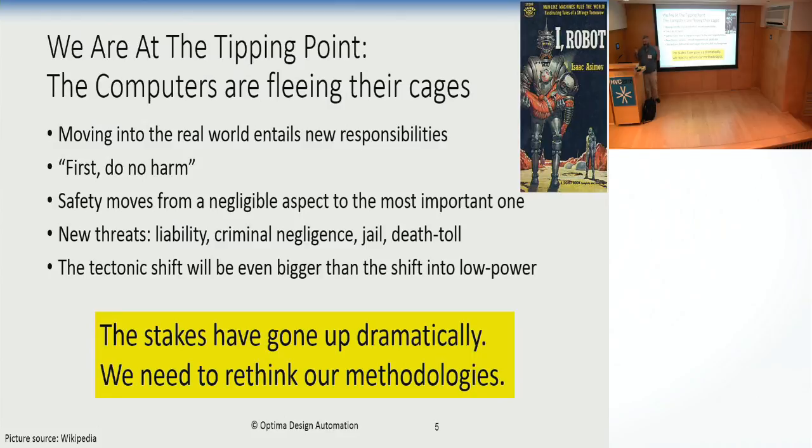My belief is that this is a bigger change than even the previous one, which was the low power shift. Up to approximately 2000, we only cared about performance. Then we suddenly cared about power and performance. I'm saying that now we will need to care about safety, and oh yeah, also power and performance. So the stakes have gone up dramatically. We need to rethink the way we're working, and what I want to talk about today is this rethinking. How should we start thinking of our designs and our validation in a world where harm becomes very tangible?